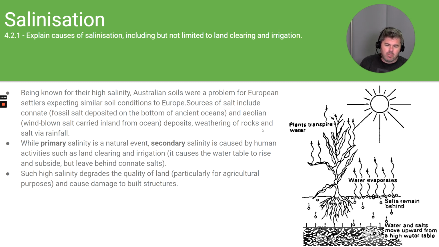Both these deposits, the weathering of rocks, and salt via rainfall all contribute to Australia having a higher salt content than many other areas. Now, while primary salinity is a naturally occurring event, and we expect it, secondary salinity is caused by humans. By increasing land clearing, we're decreasing the ability of the local wildlife, and plant life in particular, to maintain regular water tables. By ripping out all the trees, the water table will naturally start to rise up when we plant our crops. Now, since it's close to the surface, it's more likely to evaporate, and when it does that, it leaves behind the salt crystals, leading to, you guessed it, salinisation.